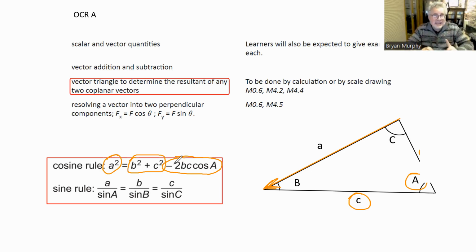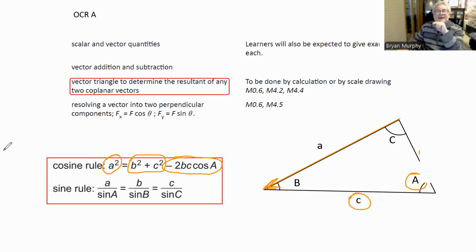Now you can see if A is 90 degrees, then cosine A is 0, and that term disappears, and it turns into the Pythagoras' theorem that we all know and love. A squared equals b squared plus c squared. Okay, this is making it ever so slightly complicated. You can do that if you like, okay? But make sure you are confident with that.